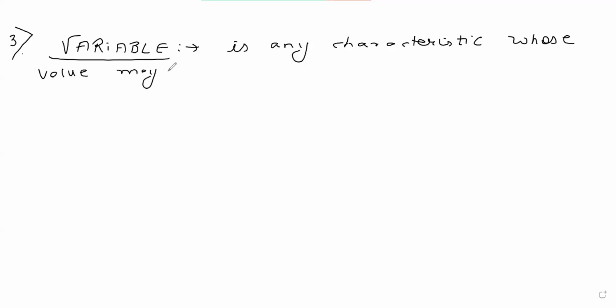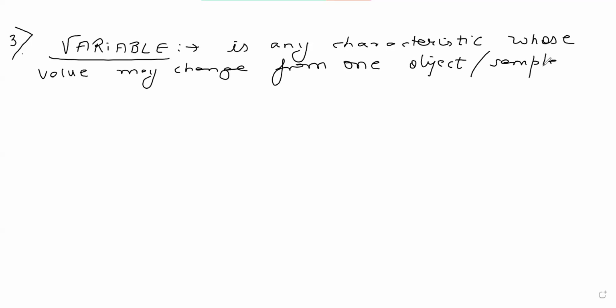Whose value may change from one object to another in the population, or I can write sample, to another in the population. So when we talk about a variable in statistics, it simply means that characteristic which keeps on changing values.